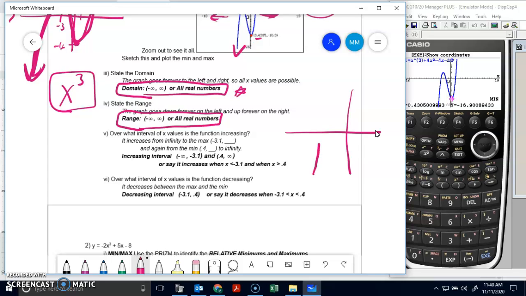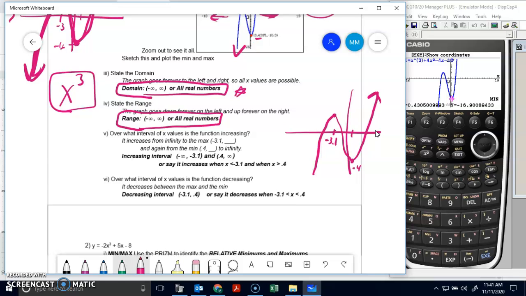My graph increases until it hits that x value of negative 3.1. And then it decreases until it hits that minimum, which has an x value of 0.4. And then it increases again. So where is it increasing? From negative infinity until I reach negative 3.1.